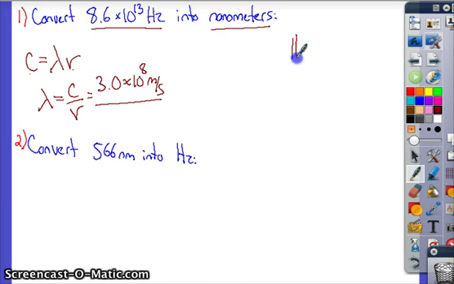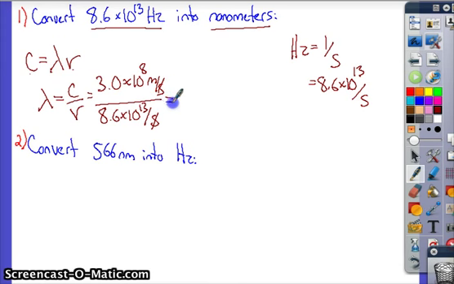Something to keep in mind: hertz is equal to so many cycles per second. So we think of that as 1 over a second. In this case, if we have 8.6 times 10 to the 13 hertz, we would also have 8.6 times 10 to the 13 cycles per second. So we bring our frequency over. We look at our cycles per second, and we're going to see that our seconds will cancel.